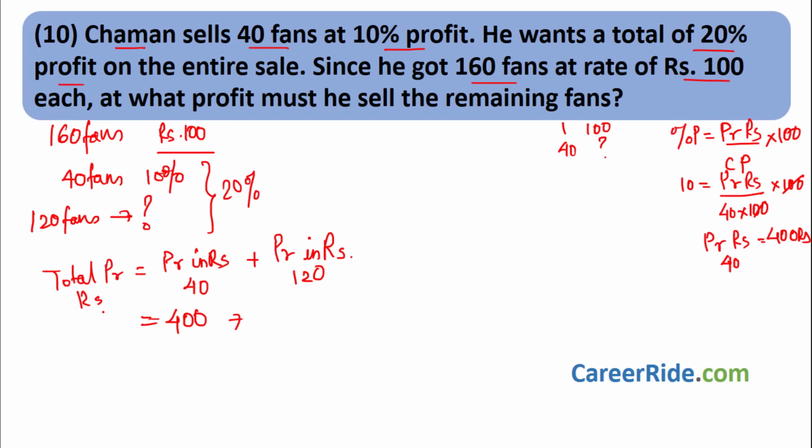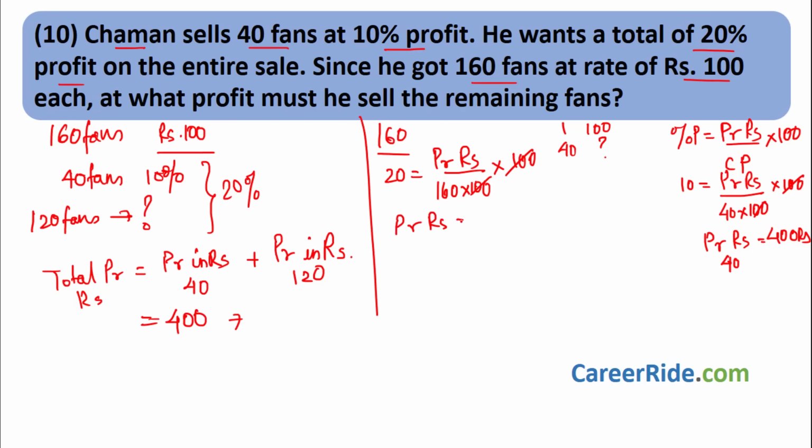Now what is the total profit in rupees? Chaman has 160 fans. He wants a total of 20% profit from the entire sale. That is, on selling 160 fans, he needs 20% profit. Profit percent is 20. Profit in rupees we do not know. What is the cost price? 160 fans, each fan bought for 100 rupees, multiplied by 100. Cut. Profit in rupees is how much? 3,200 rupees. This is the total profit.